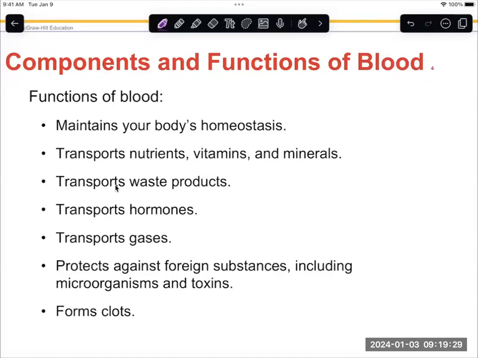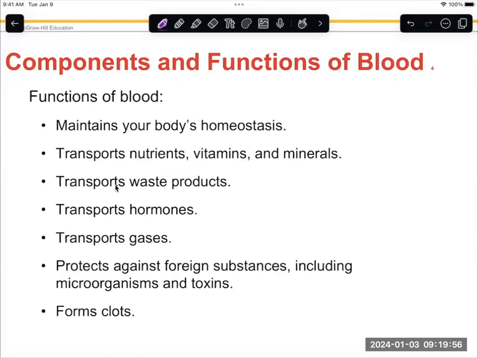These waste products are from your cell's normal metabolism. What your cells are making kind of as byproducts of their normal daily activities. They're going to take them to the liver and the kidney for excretion, like urea, bilirubin, lactic acid. These are all being picked up and transported around.